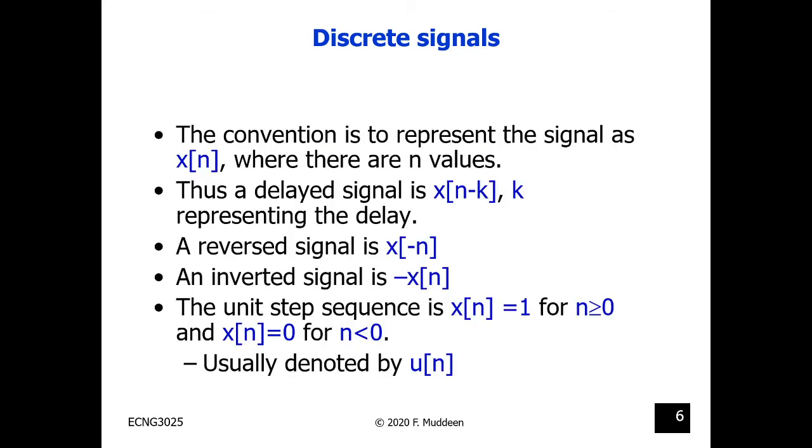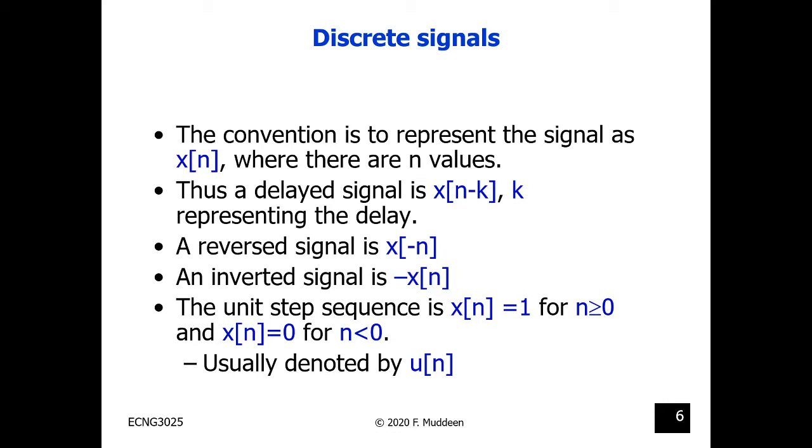So just to recap a little bit, any discretized time signal is going to be represented as x of n, where n is in square brackets. A delayed signal is going to be x of n minus k, where k represents the delay. An advanced signal, where the signal is shifted towards the left instead, is going to be x of n plus k, where k represents the advance. A reverse signal means that the signal is flipped about the y-axis, or flipped horizontally. It's going to be x of minus n. And an inverted signal, where the signal is flipped vertically, is going to be minus x of n.